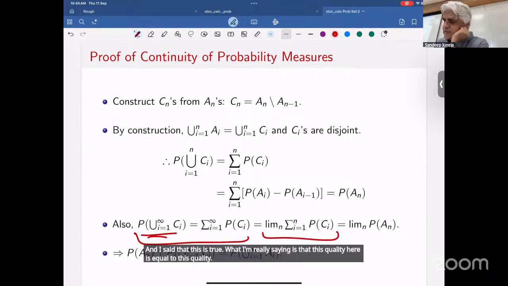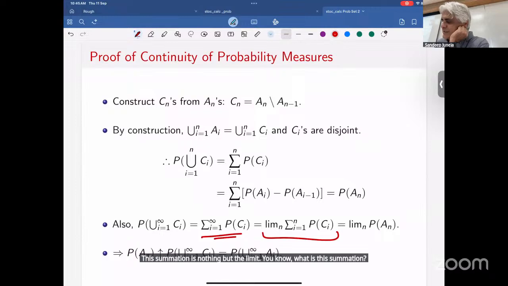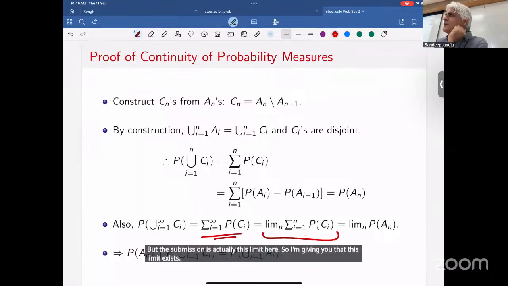Because this summation is nothing but the limit. Oh, yes. What is this summation? This summation is actually this limit here. So I'm giving you that this limit exists. It's given to you, yeah.